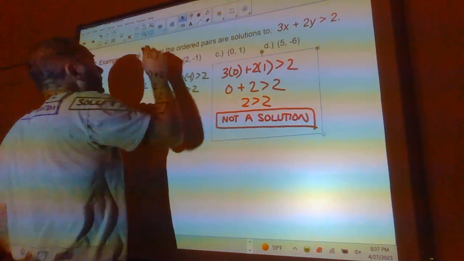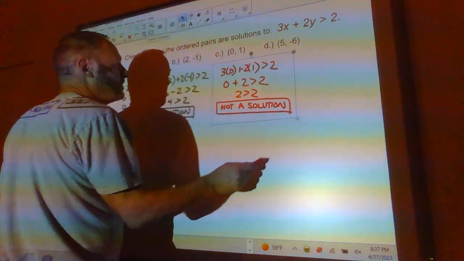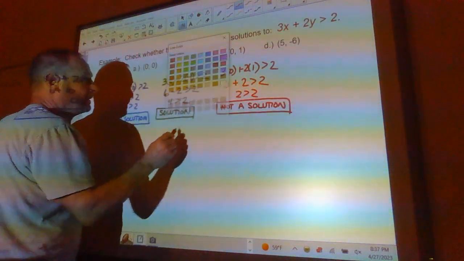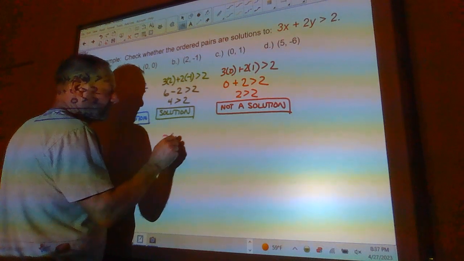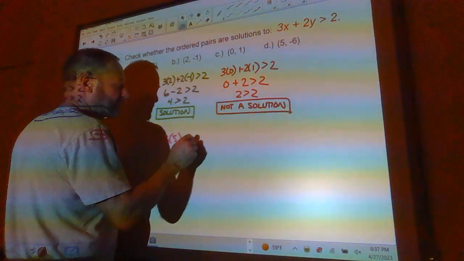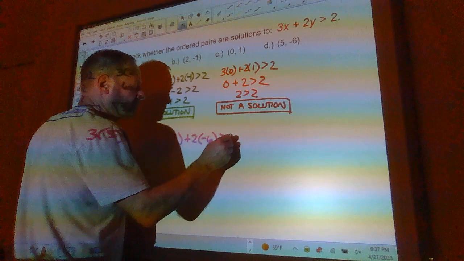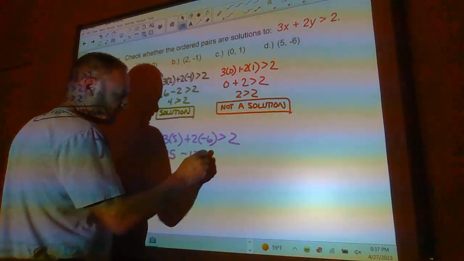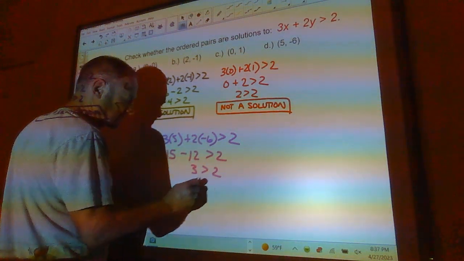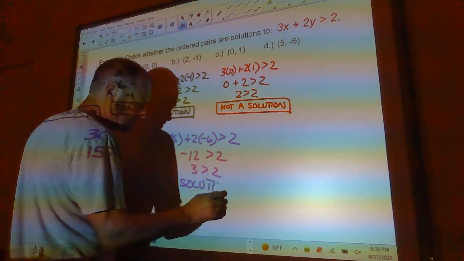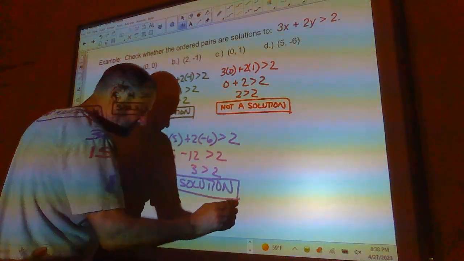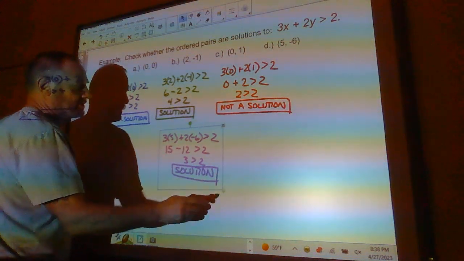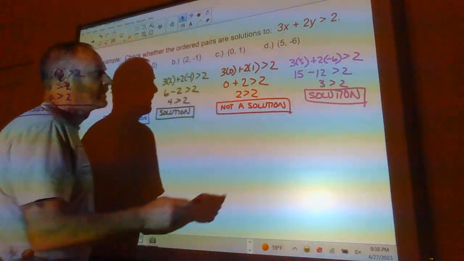Okay, last one. We're going to put this one down below here. So this would be 3 times 5 plus 2 times -6 should be greater than 2. That'd be 15 minus 12 is greater than 2. 3 is greater than 2, true. That is a solution. So we had 2 that were not solutions and 2 that were solutions, and we're done.